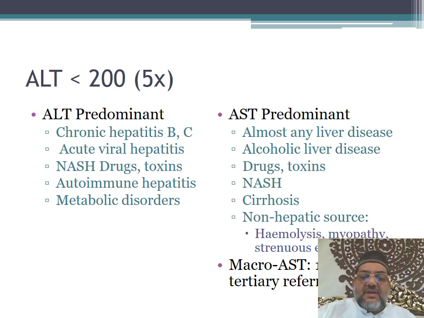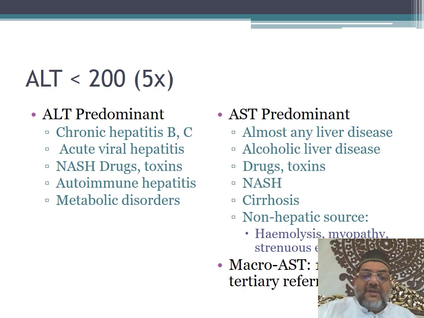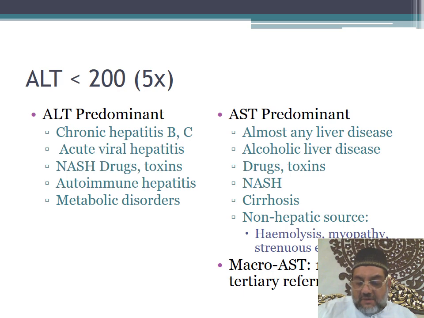AST is usually seen in liver diseases, is seen in alcohol disease. If it is more elevated than ALT, again, more or less the differential is the same. It could be in cirrhosis, in NASH, in myopathy, strenuous exercises, hemolysis, and sometimes we can have macro AST as well.